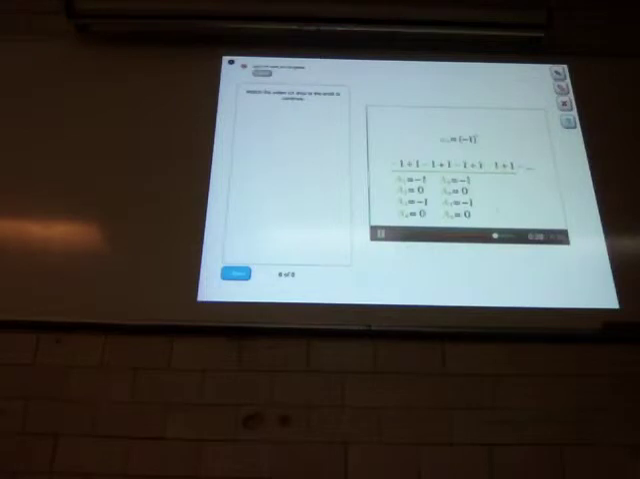In the next few tutorials, we'll look at different series and find ways to determine if they're convergent or divergent.